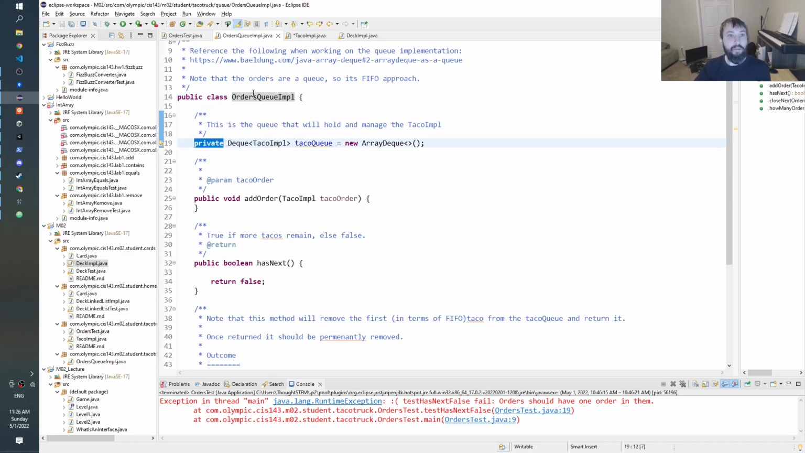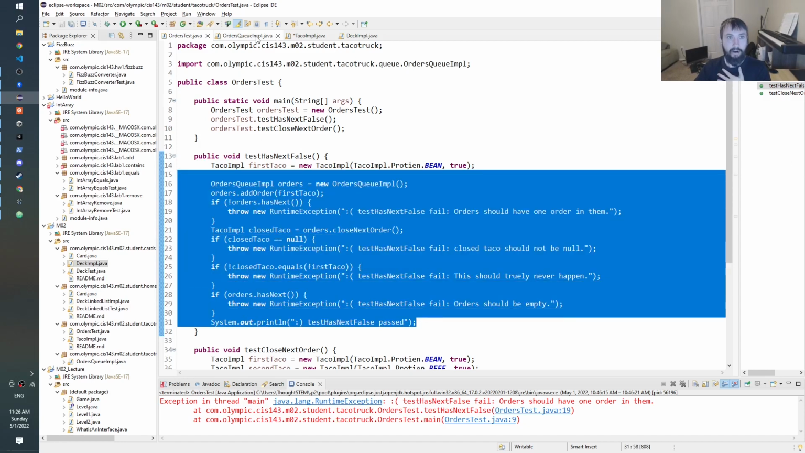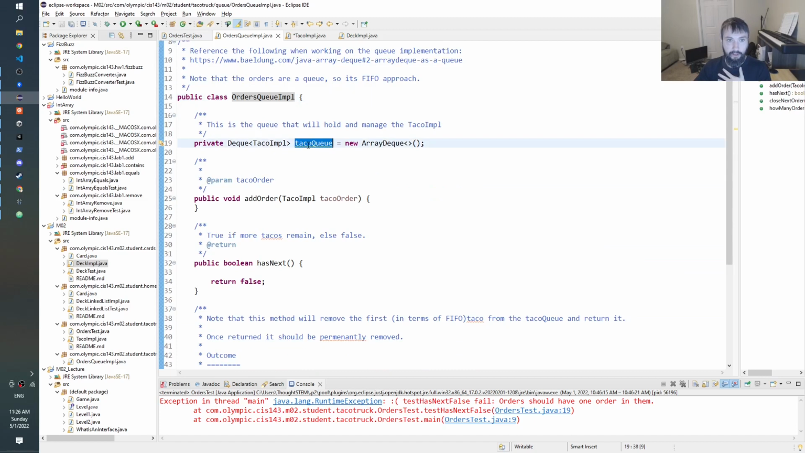And it's private, which means no one outside, like orders test, when you make an order Q impl, you have access to the order Q impl, but the fact that inside of it there's a deck, you can't really touch that from outside. From this algorithm, you're not allowed to touch this taco Q deck, which means it doesn't matter what methods there are on this, it's hidden.